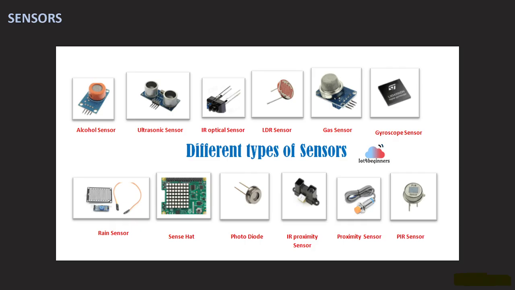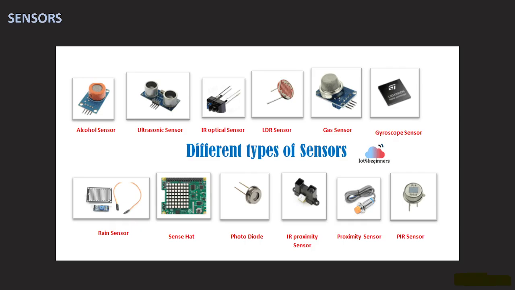And these are the sensors we use to perform hardware applications. There are so many types of sensors which perform different tasks. Every sensor has its own specific function to do an operation. One sensor cannot do everything. Every sensor has its specifications. For example, alcohol sensor, ultrasonic sensor, IR optical sensor. These many sensors are there, and every sensor performs its own task.